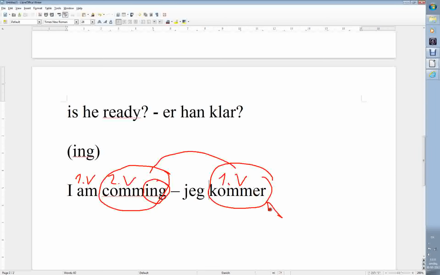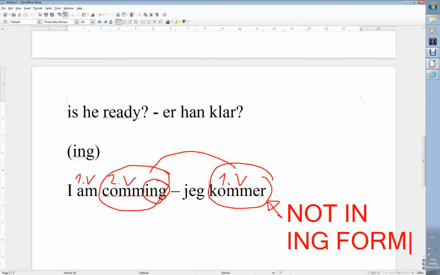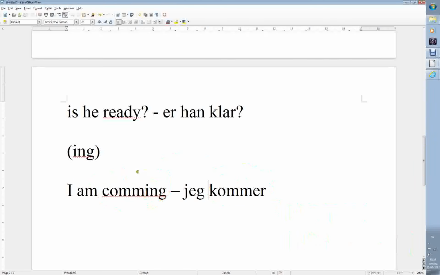Now I can do something clever like this, and not in ing form. So it is very important to understand that we do not use this ing form. We only use one verb, and this is the same thing in most European languages, I'm sure. So English is a bit strange. You'll know that now. Okay, so let's move on. That's the ing form that we are not using.